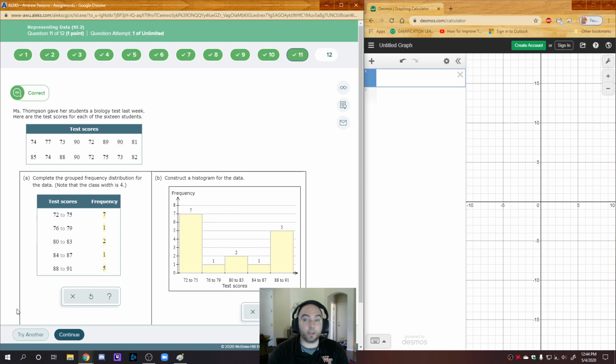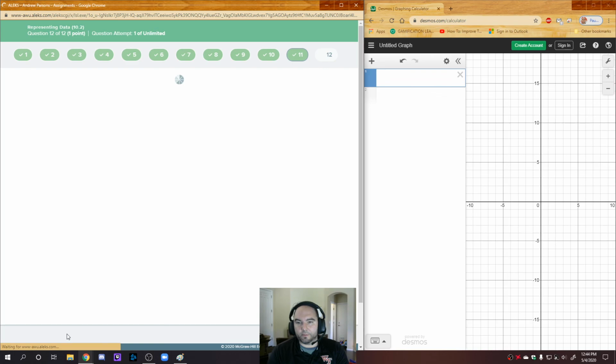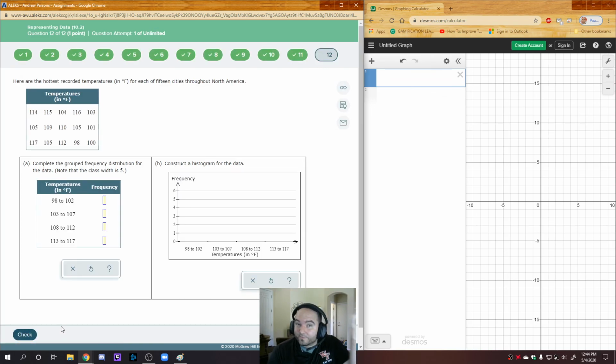Hey, I got it right. So again, process: count them up. How many fall between these numbers, including those numbers? I counted the 72s and 75s and so on. And then you just make a bar graph as tall as you need to make it. It's actually not that bad.